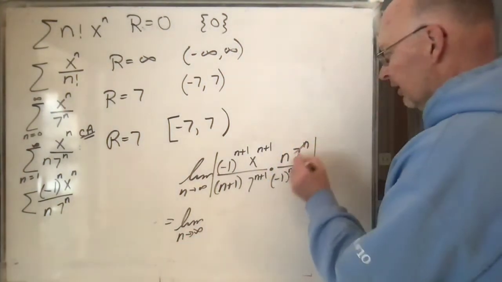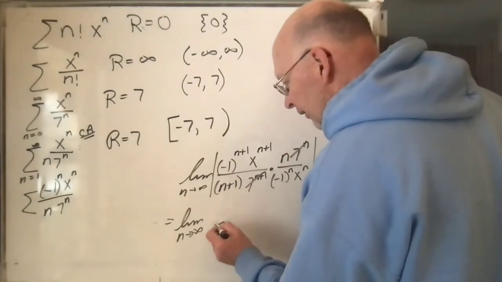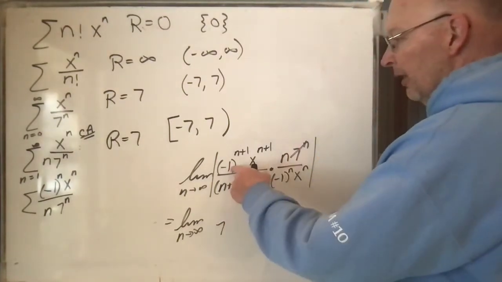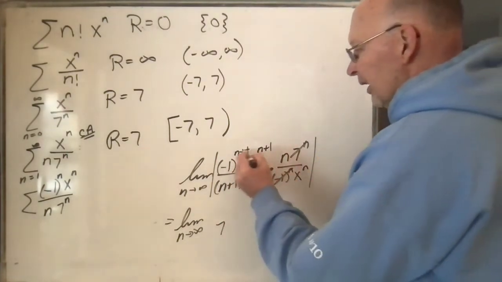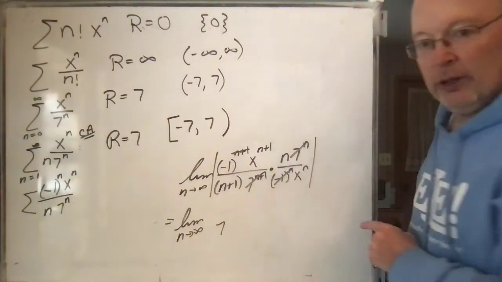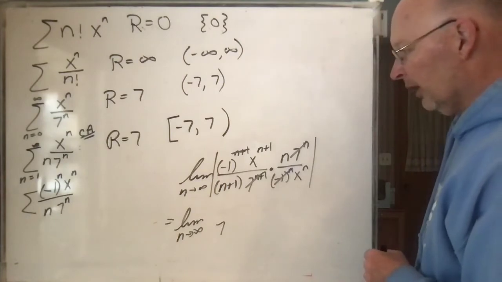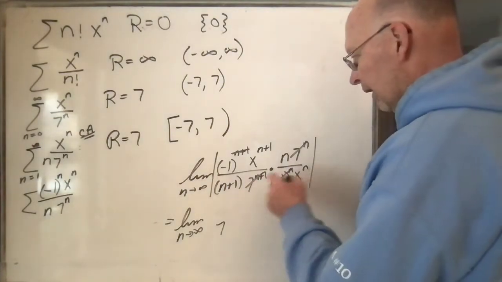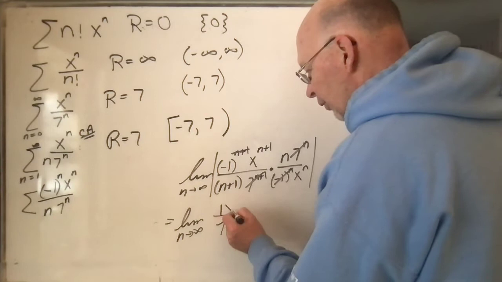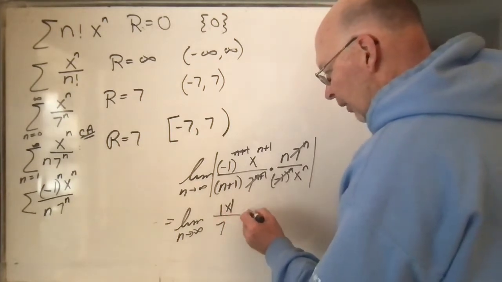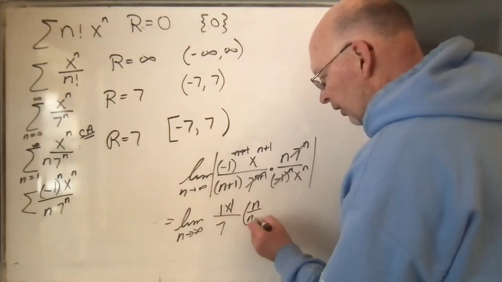Well, let's see. Get rid of all these. You're going to get a 7 down there. These divide out with all these, and I'm left with a -1, but the absolute value of a -1 is just 1, so that disappears or goes away. And then I have your x up here, same as before. And I have what? n over n plus 1.